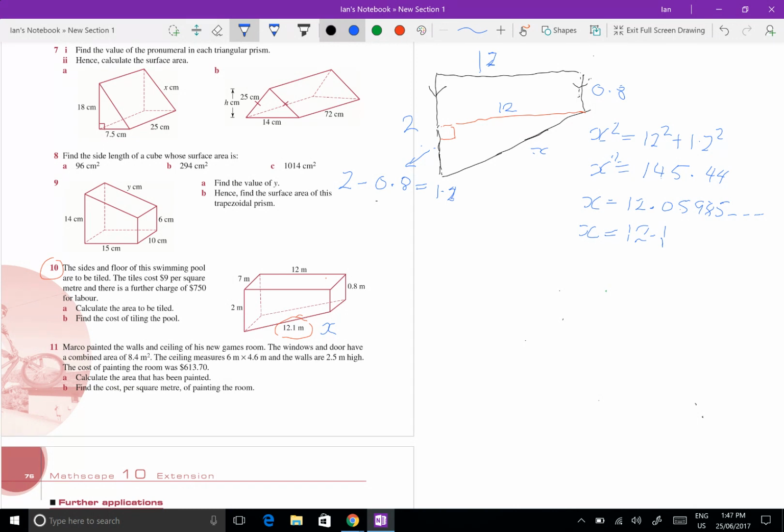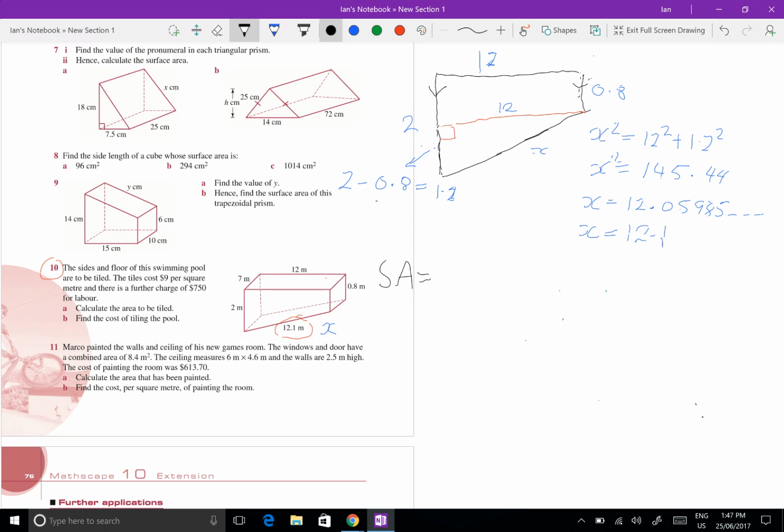So now I'm going to calculate the surface area of this pool using the 12.1, even though it's less accurate, because I want my answer to match the answer that they have in the back of the book. So what have I got to find? Now remember, do not tile the top of the pool. It would make it very difficult to jump in. So what do we need to tile? We need to tile the sides and the bottom. So there are 5 faces.